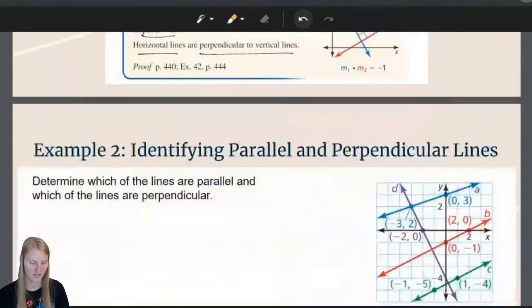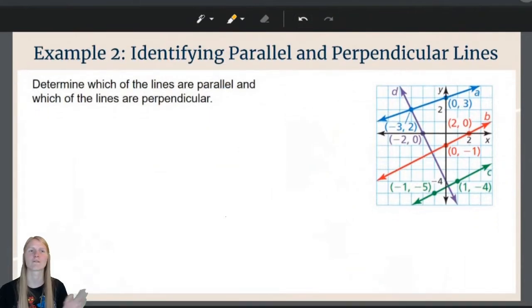Okay, so let's jump into our first example, identifying parallel and perpendicular lines. Determine which of the lines are parallel and which of the lines are perpendicular. Well, lines being parallel and perpendicular totally depend on the slope. If the slopes are the same, they're parallel. If the slopes multiply to give us -1, then the lines are perpendicular.